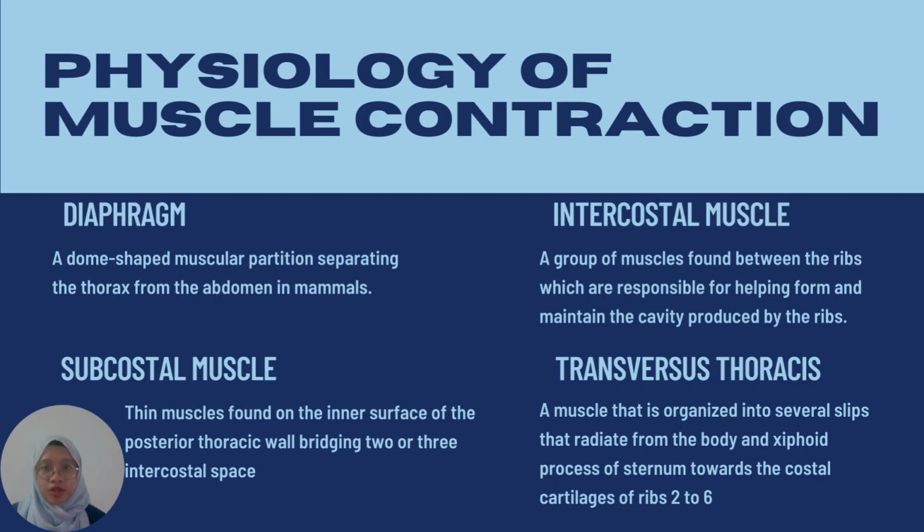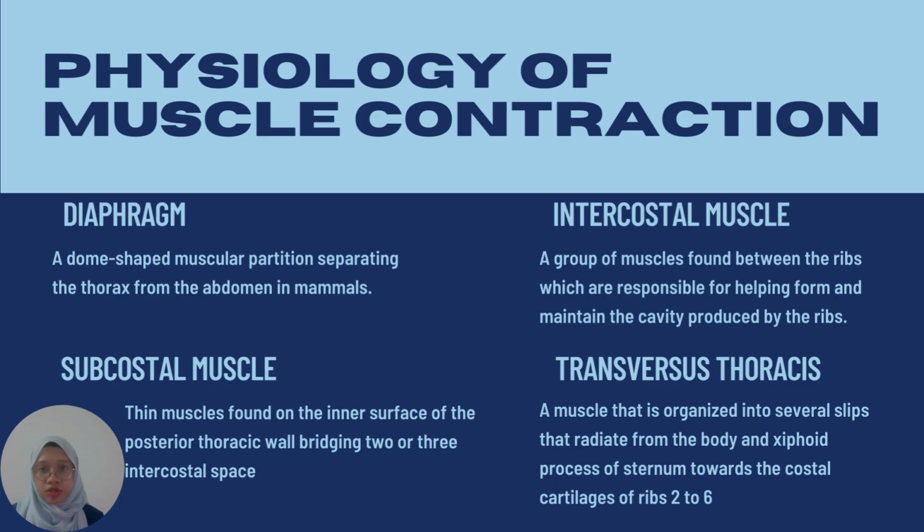The intercostal muscles are a group of muscles found between the ribs, which are responsible for helping form and maintain the cavity produced by the ribs. This muscle assists with expansion and contraction during breathing. This muscle also consists of 11 muscle pairs in humans. The third one is subcostal muscle.